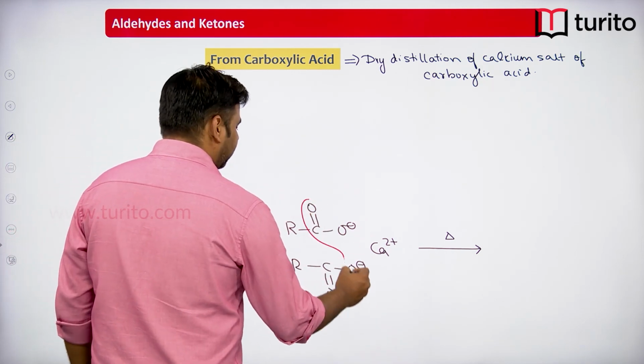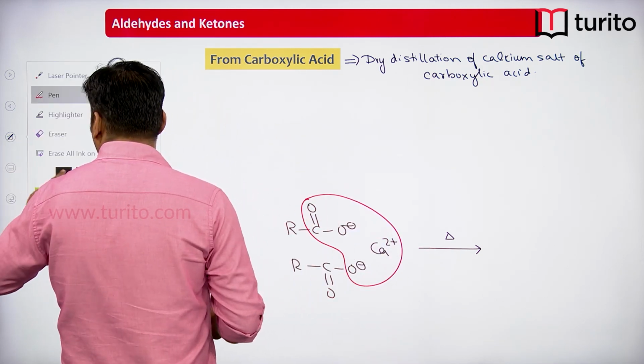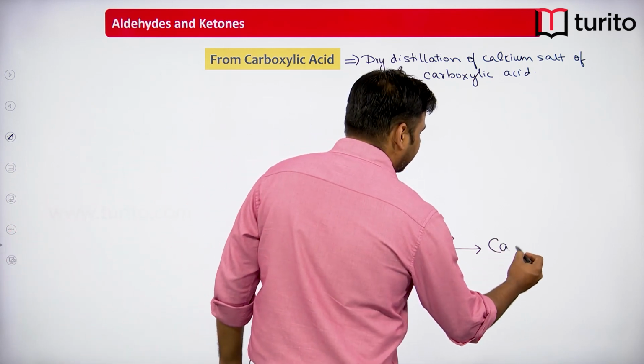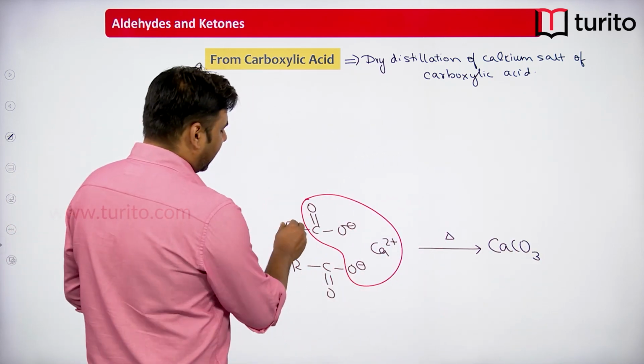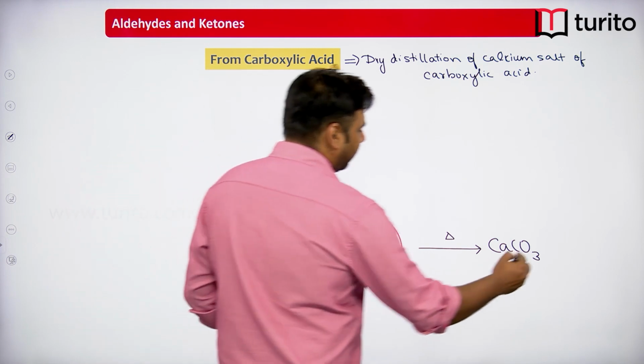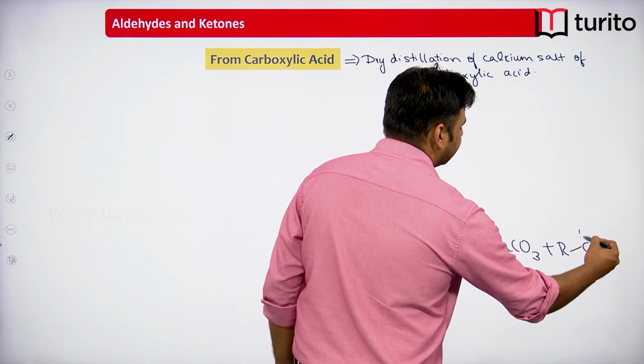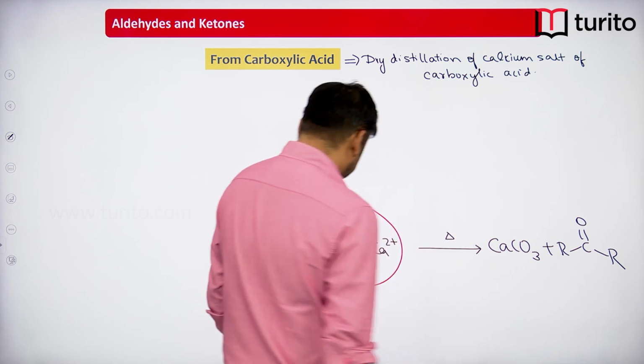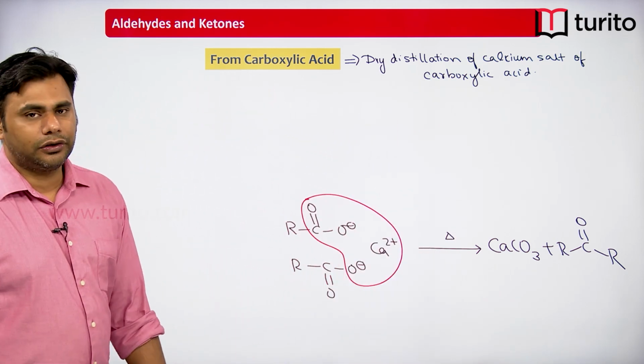So in this case CaCO3 is removed, so calcium carbonate goes out and this R group will basically get attached to this carbonyl carbon and we will form a ketone in this case. So this reaction is known as dry distillation of calcium salt.